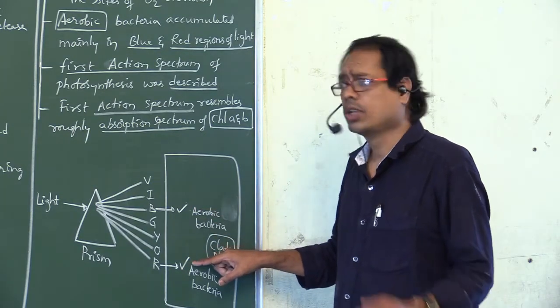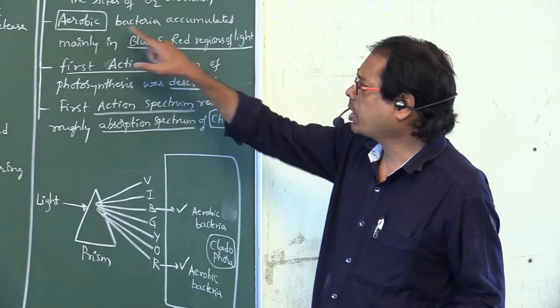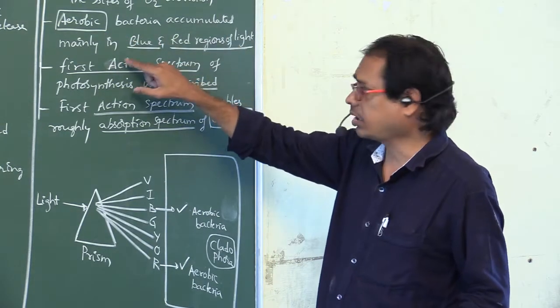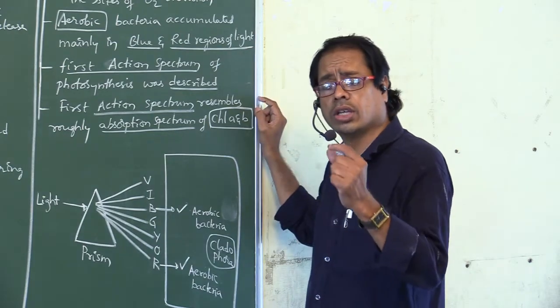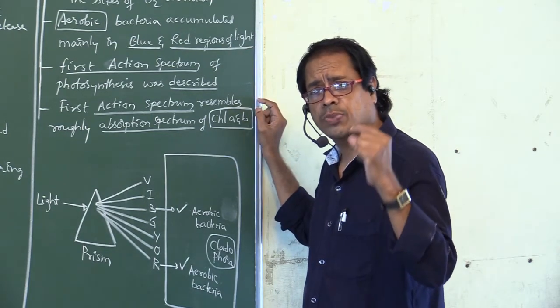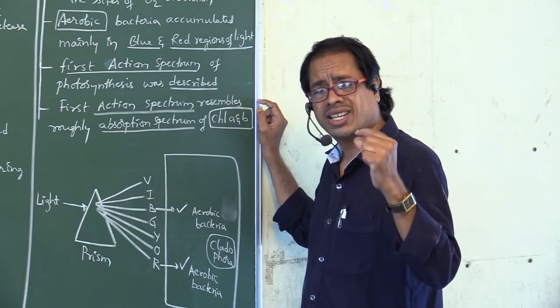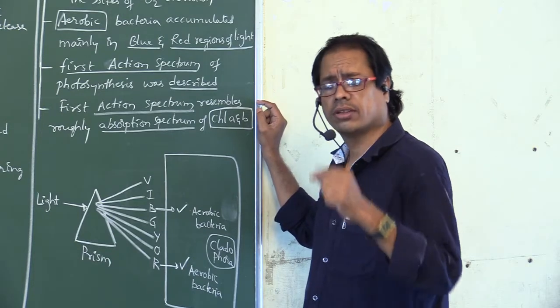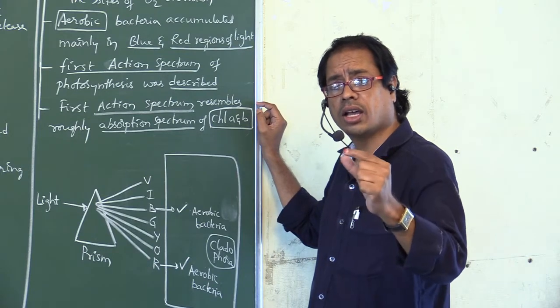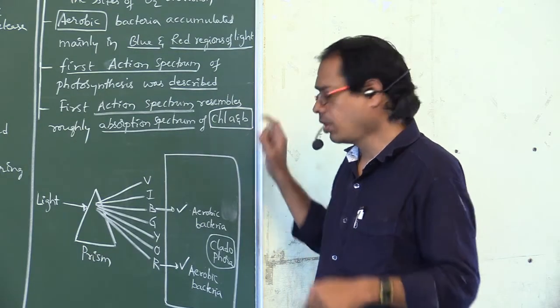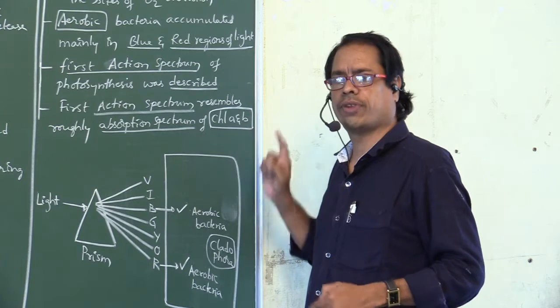That is very, very important. Aerobic bacteria are accumulated mainly in the blue and red regions of light. So the first action spectrum was described by Engelmann. This action spectrum roughly resembles the absorption spectrum of chlorophyll A and chlorophyll B.